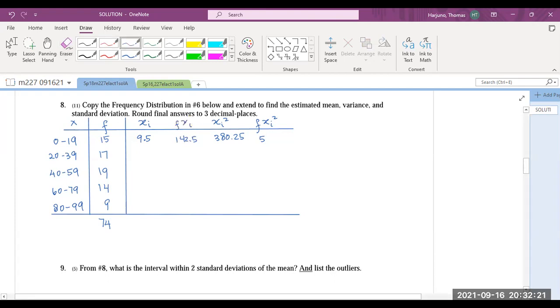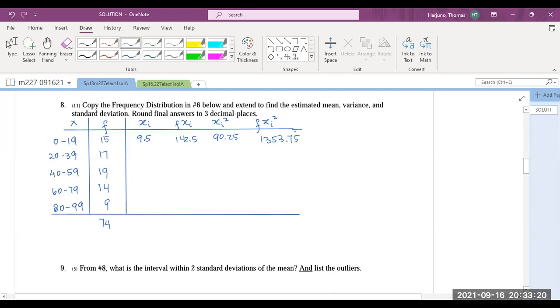This is FXi, and this is 5,703.75. Am I okay so far? So Xi squared would be different then, right? Oh yeah, that's right. Xi squared, 9.5 squared is 90.25. It should be less than 100. And then multiply by 15. That's 1,353.75. Am I good right now?